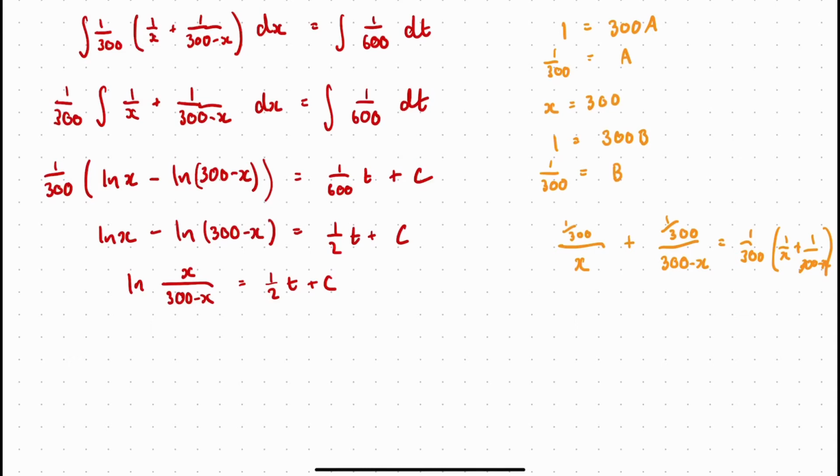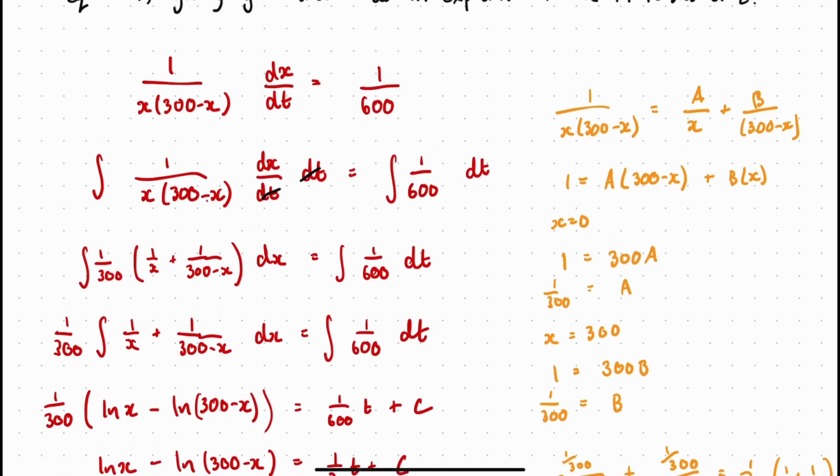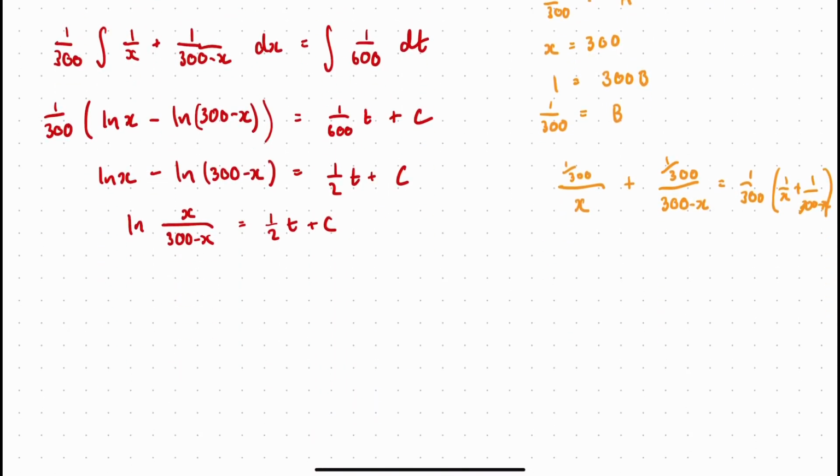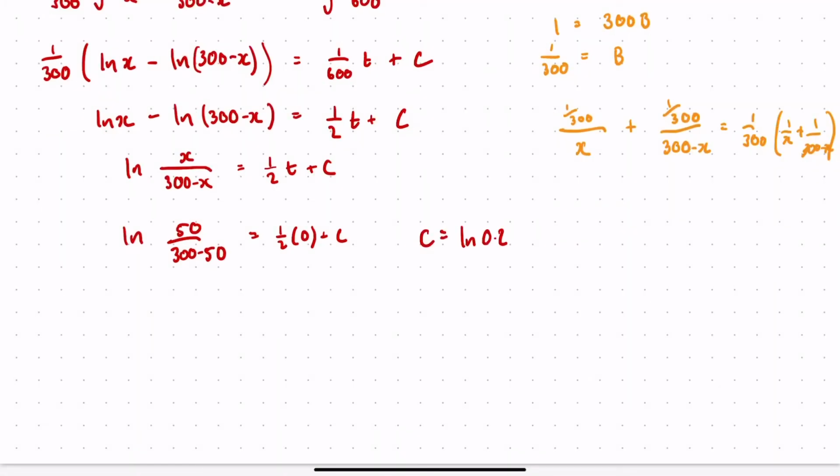At this point, it's possibly a good point to work out what our c is. So our c is going to be whatever our answer is when we substitute in x is 50 and t equals 0. So t equals 0, meaning the right hand side is just going to be 0 plus c anyway. But we get log 50 over 300 minus 50 is equal to half times 0 plus c, which is going to give you a c value of log 0.2. We can put this back into our equation. Log x over 300 minus x is equal to half t plus log 0.2.